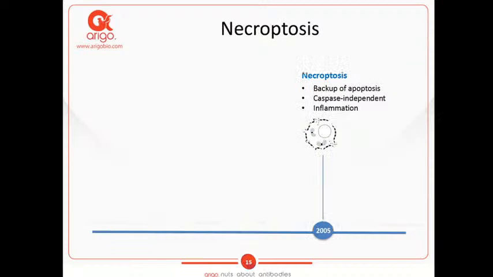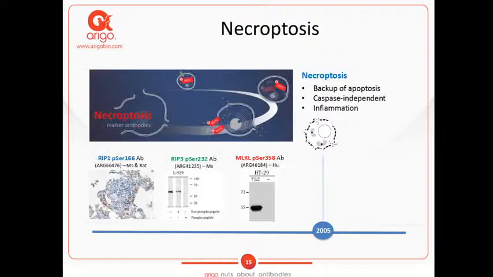The necroptosis is a backup of apoptosis because it is caspase independent. Necroptosis induces inflammation. For necroptosis research, arigo recommends our necroptosis marker antibodies that include phospho-RIP1 antibody, phospho-RIP3, and phospho-MLKL antibodies. All these three antibodies are essential for necroptosis research. They are necroptosis markers.